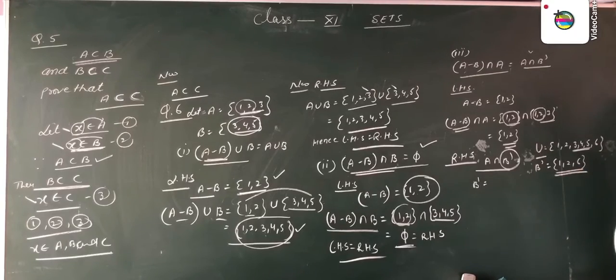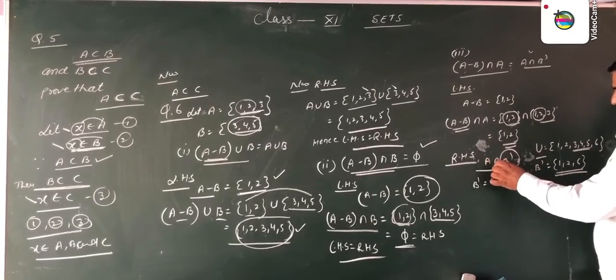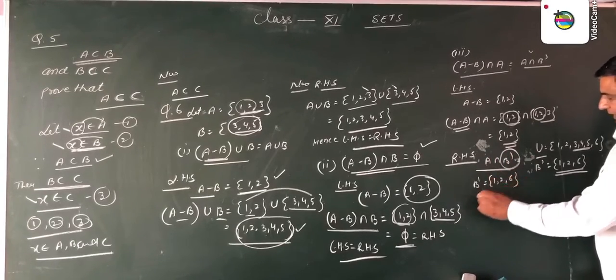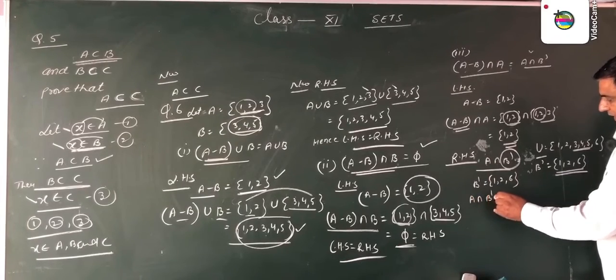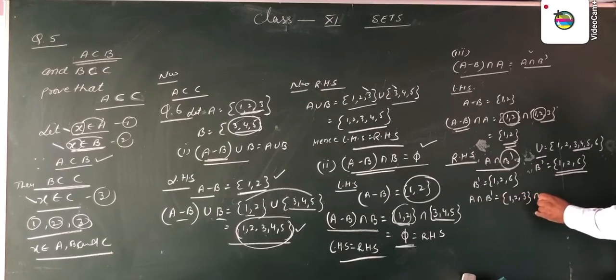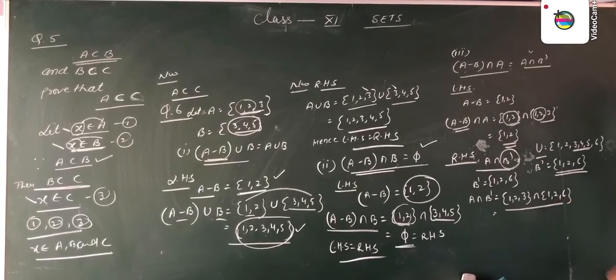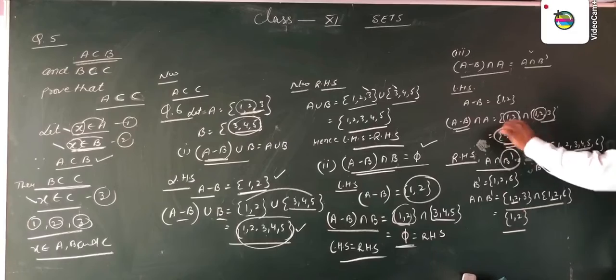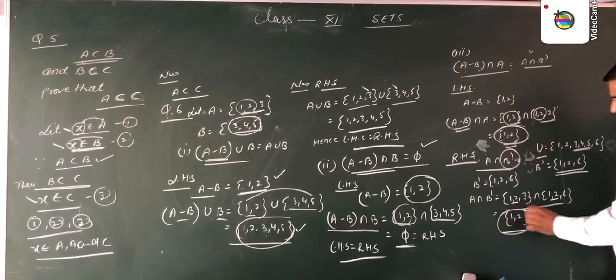Now on the right hand side we take A intersection with B dash. B dash has elements 1, 2, 6, and the elements of A are 1, 2, 3. For the intersection of these sets, we take the common elements in sets A and B dash. Here we see 1 and 2 are contained in both sets. Then these are your common elements. On the left hand side this set becomes {1, 2} and on the right side this also becomes {1, 2}.